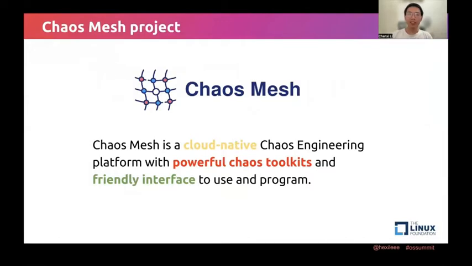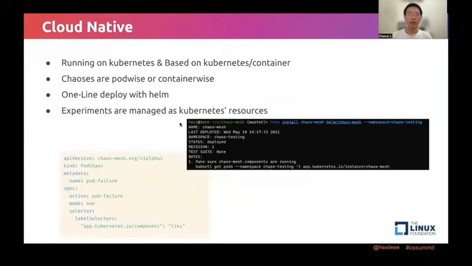Chaos Mesh is a cloud-native chaos engineering platform with powerful chaos toolkits and a friendly interface to use and program. These highlighted words are the three key features of Chaos Mesh and are also the design targets of Chaos Mesh. Firstly, let's talk about cloud native. Cloud native is the most clear feature of them. Our software will run on the cloud, and we also should test it on the cloud. Chaos Mesh highly depends on Kubernetes. It runs in a Kubernetes cluster, and its components are scheduled by Kubernetes.